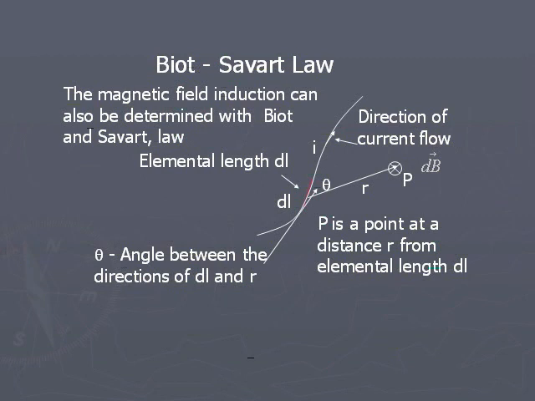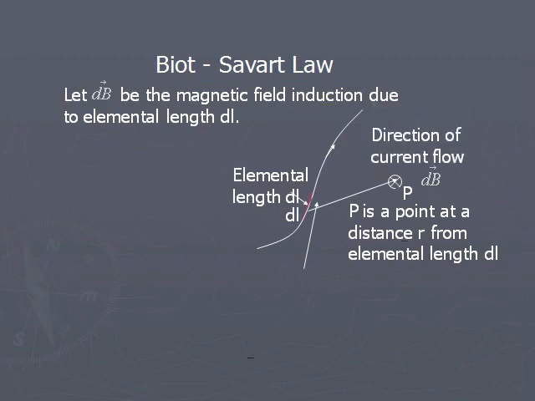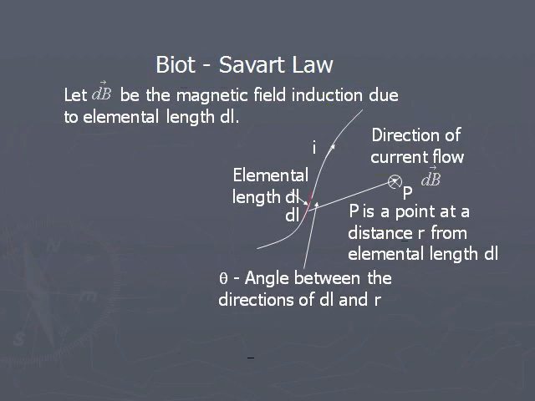Let us consider a conductor carrying current I, an irregular conductor. On this conductor, let us select an elemental length dl. From this elemental length, at a distance r, consider a point P. Now our aim is to find the magnetic field induction at this point P. Let dB bar be the magnetic field induction at point P due to the elemental length dl.